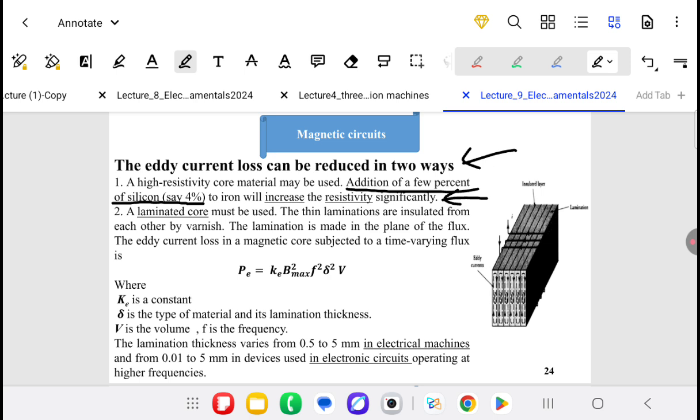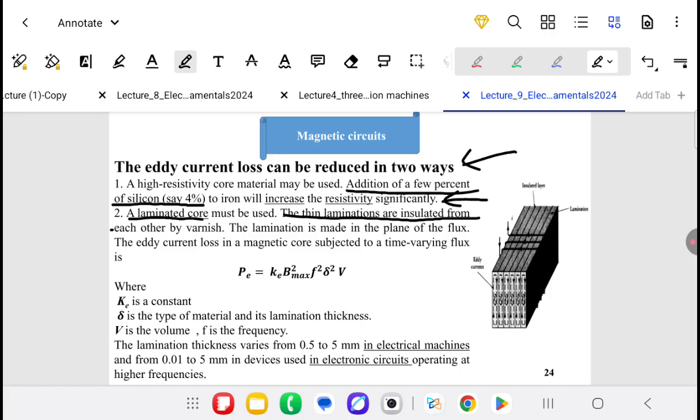The second method is by laminating the core, or a laminated core can be used. Thin laminations are insulated. Also, the thin laminations used are isolated from each other by varnish. This varnish can make the resistance even higher. The laminations are made in the plane of the flux, in the same plane of flux, so as to not affect the flux activity or decrease the flux.